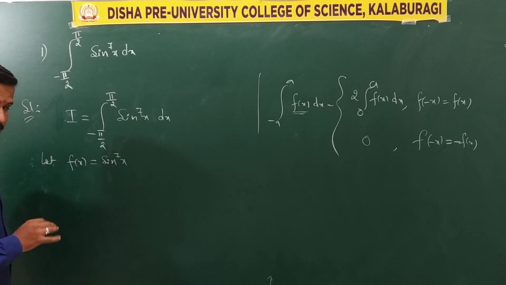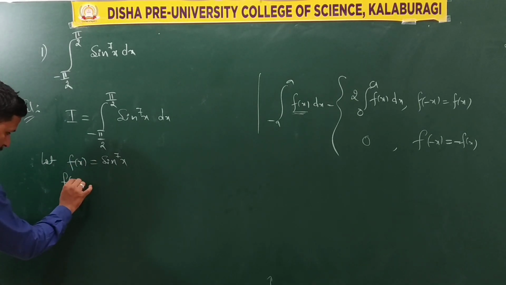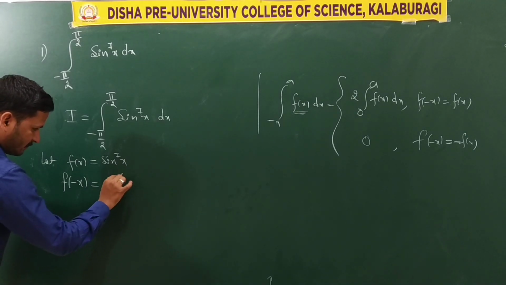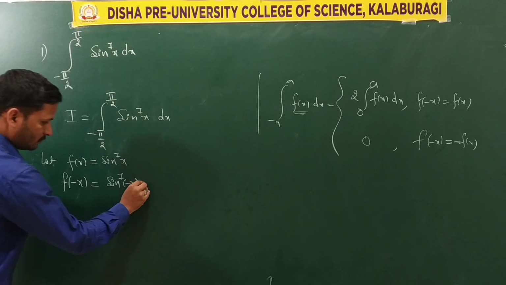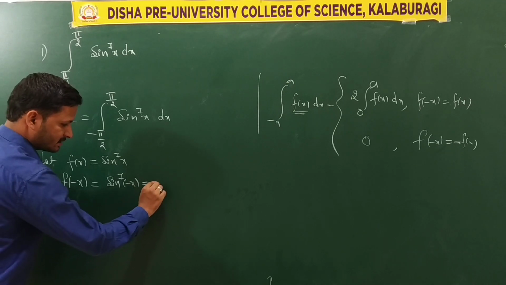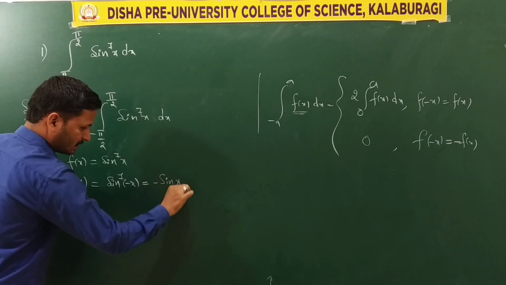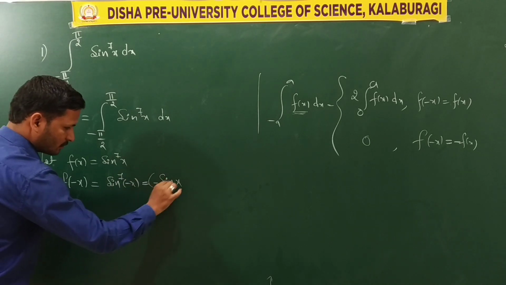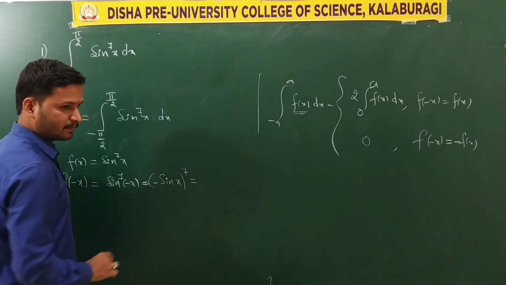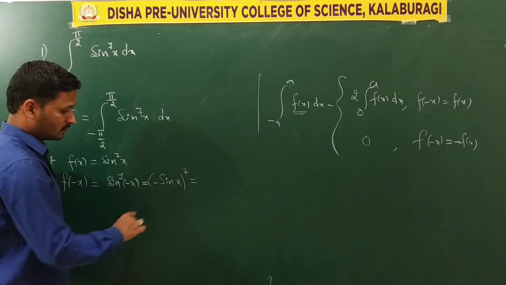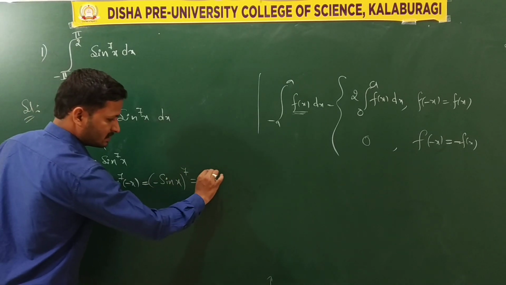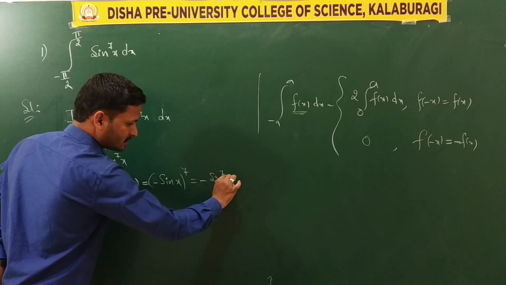Take minus x in the place of x. So what happens: f of minus x is equal to sin raised to 7 of minus x. Sin of minus x is minus sin x. So the power 7, which is equal to minus sin x whole to the power 7. 7 is an odd number, so minus 1 to the power 7 is minus. So sin x to the power 7 is sin raised to 7x.